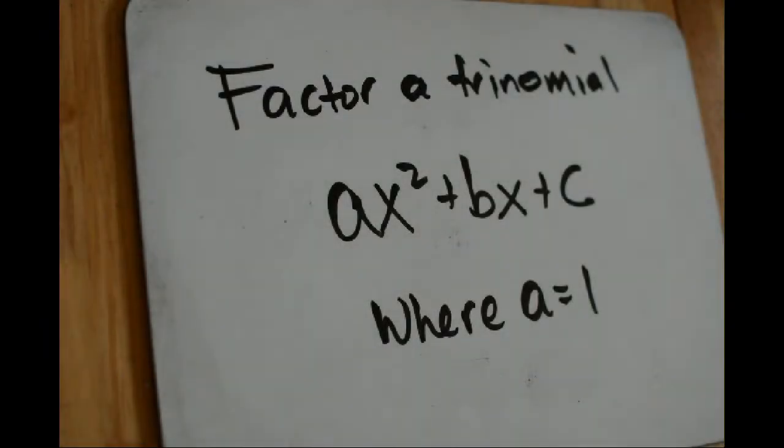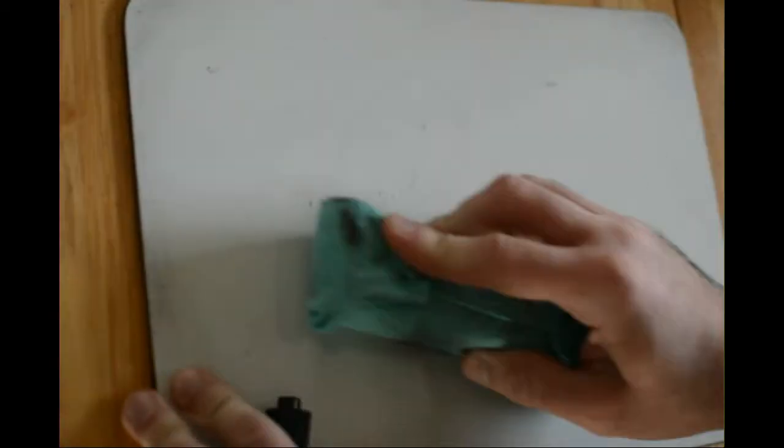Going to take a quick look at a couple examples of factoring a trinomial in the form ax squared plus bx plus c, where a is equal to 1. So before we get to really factoring the trinomial, let's take a look back at multiplying a couple of binomials.